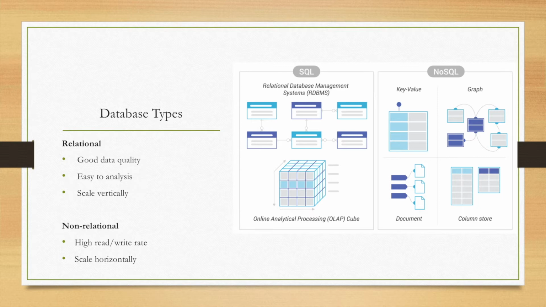For the non-relational database, there are many kinds. It has key-value, graph database, and document-based database. The non-relational database has a very high read-write rate. And when we want to scale it, usually we can scale horizontally. It means we can start more servers to support more traffic.